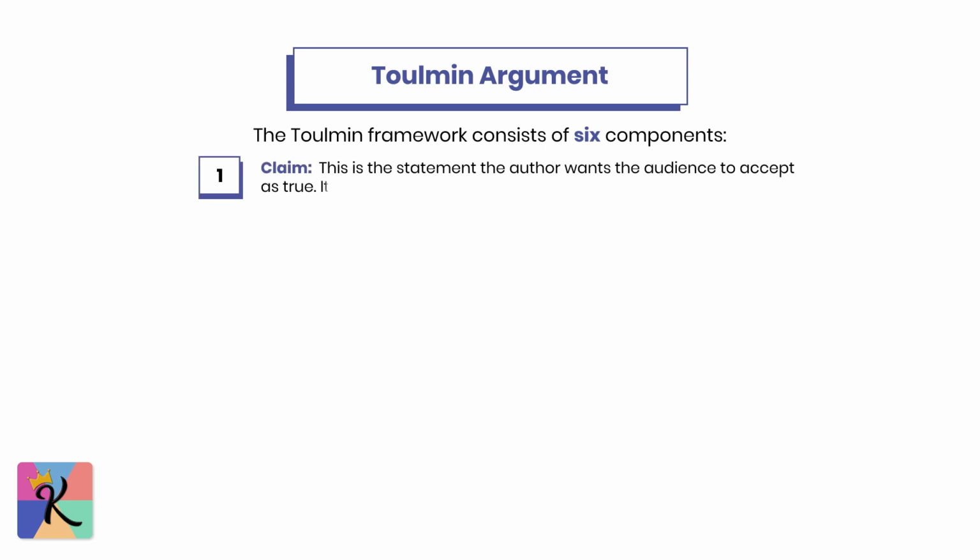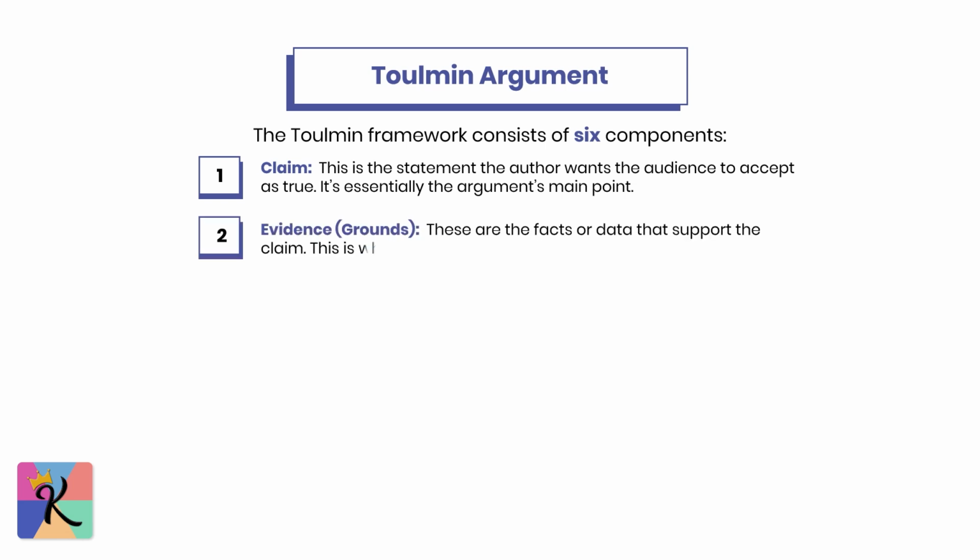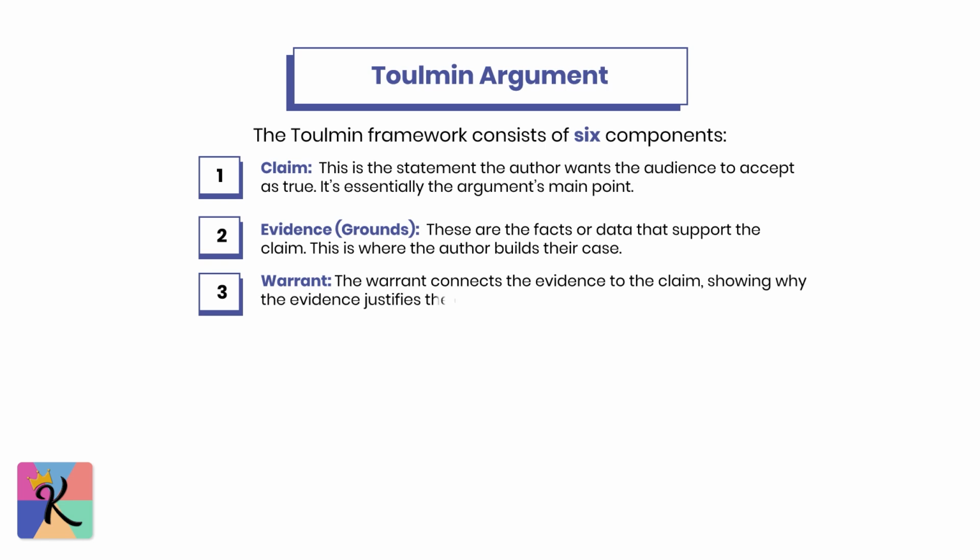Claim. This is the statement the author wants the audience to accept as true. It's essentially the argument's main point. Evidence, grounds. These are the facts or data that support the claim. This is where the author builds their case. Warrant. The warrant connects the evidence to the claim, showing why the evidence justifies the claim. The strength of the warrant can determine whether the argument is persuasive.